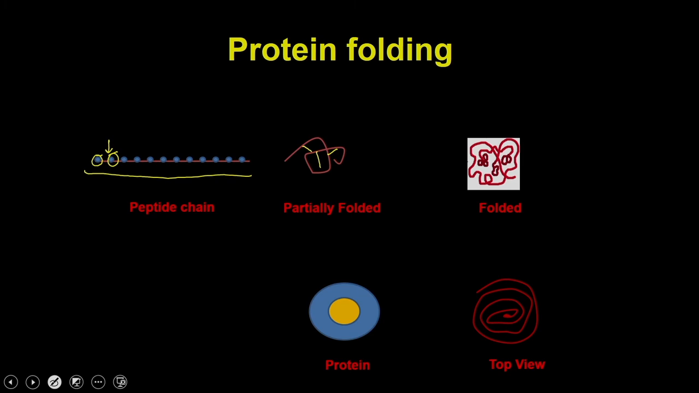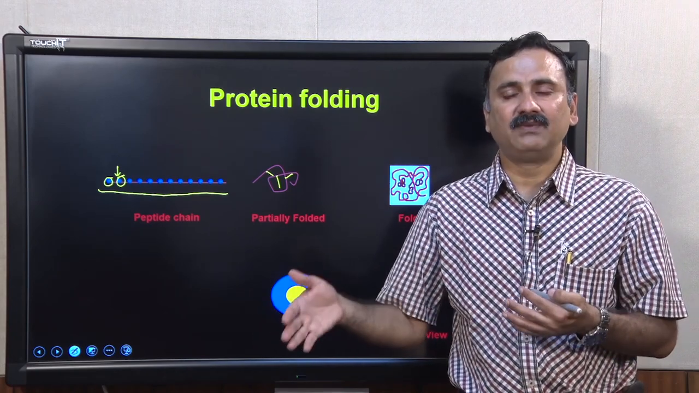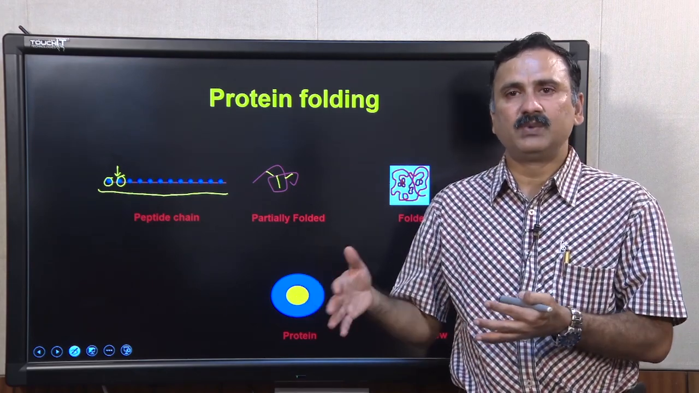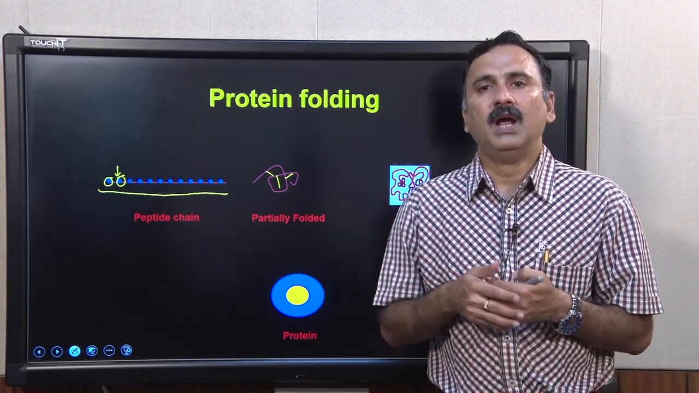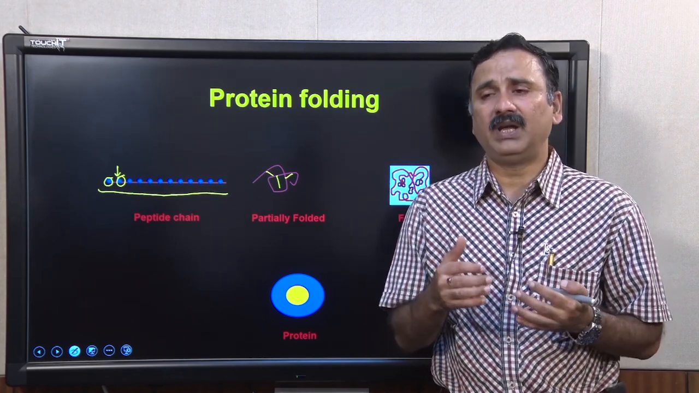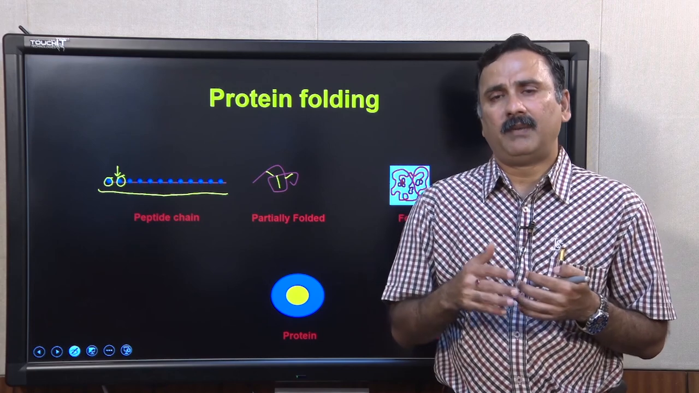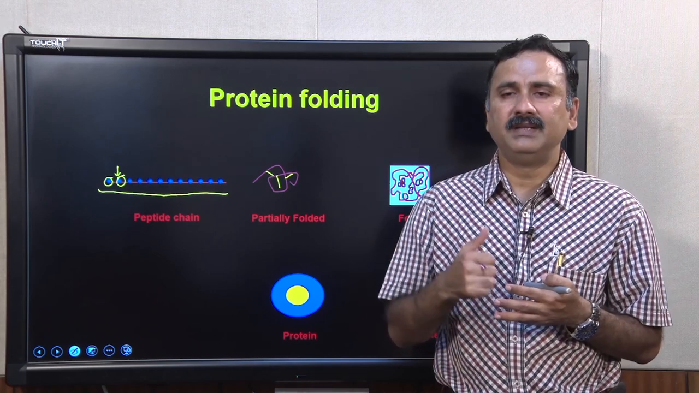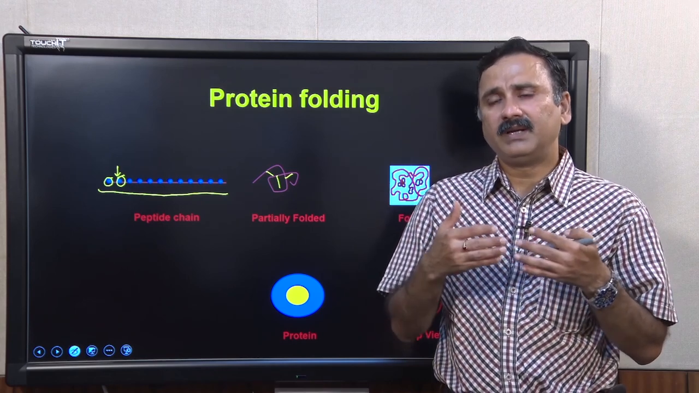You know that the protein is made up of 20 different types of amino acids, and all of these have different types of side chains. For example, you have the basic amino acids, which have positively charged side groups, or the acidic amino acids such as aspartate and glutamate, which have an acid as the side chain. And apart from that, you have the polar amino acids, the non-polar amino acids, as well as the hydrophobic amino acids. All these amino acids contribute different types of interactions.